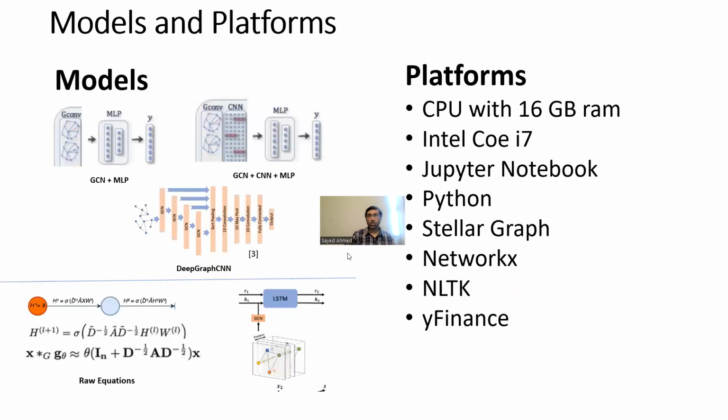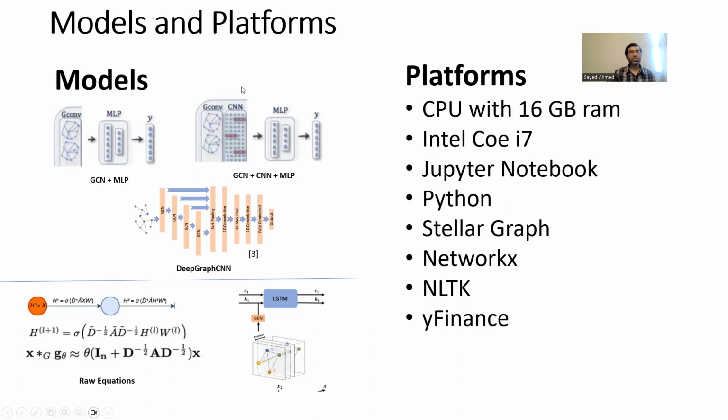Okay. So the models and platforms, as I told, I used multiple models. One thing is GCN plus MLP. Another was GCN plus CNN plus MLP. This is the closest one. And the paper is multiple blocks. This is the deep graph CNN.